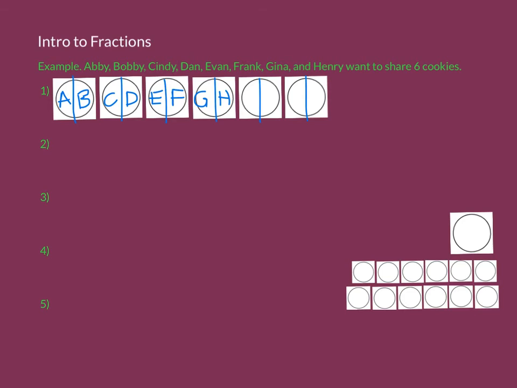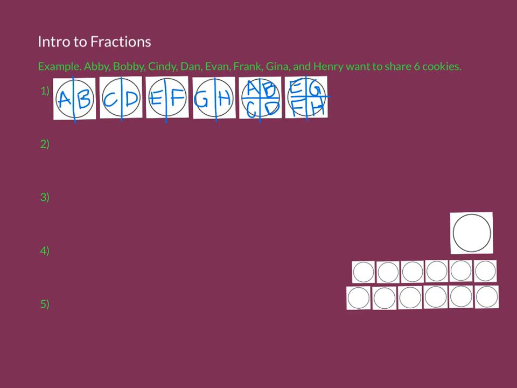And yes, by now you probably realized why I chose the names I did. Looking at the 2 cookies we have left, we see that, oh no, we can't give another half to each of the people, otherwise we wouldn't have enough cookies. So what do students do? They split in half again. And then they say, oh, awesome, I have enough pieces to give 1 piece to each of the 8 people. So again, this would be Abby, Bobby, Cindy, Dan, Evan, Frank, Gina, and Henry.